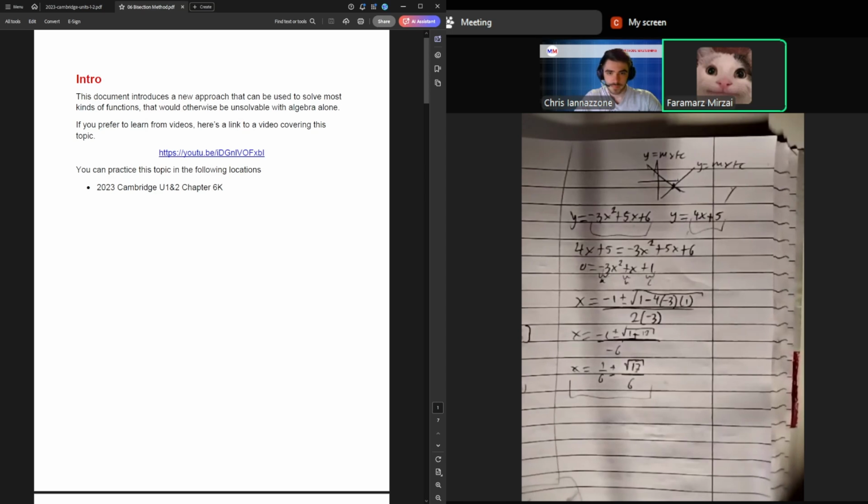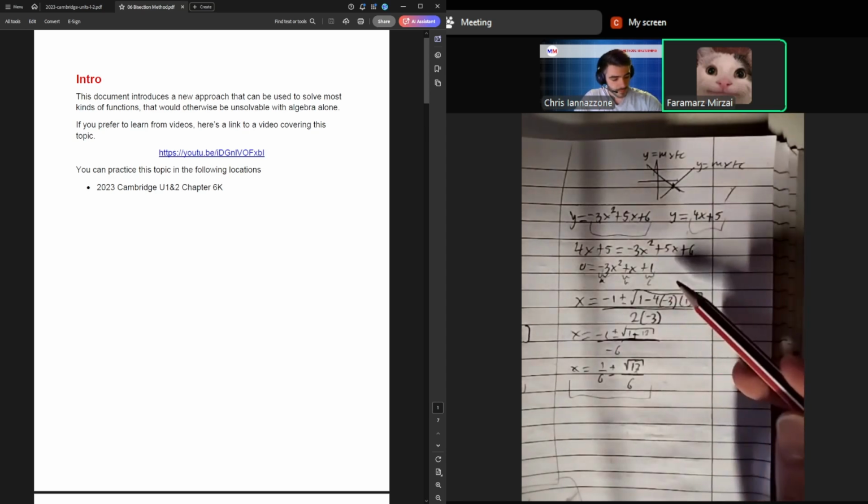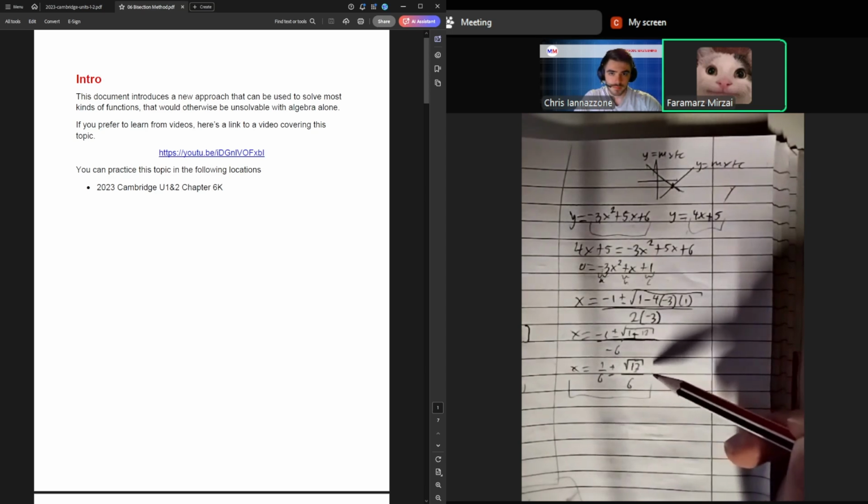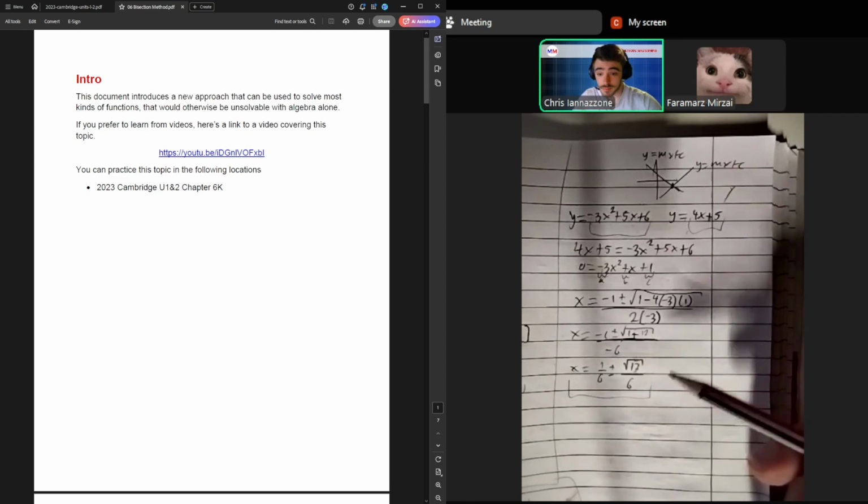Do you think they would ask that equation to just sketch on the graph in the test or no? Because 1 over 6 plus minus root 13 over 6 wouldn't really be a number that you could sketch on the graph. Yeah, for sure.